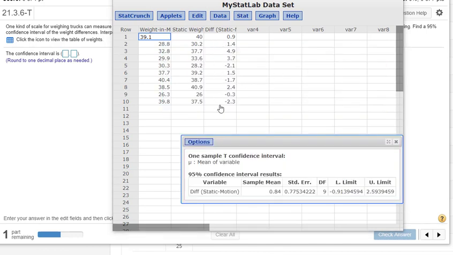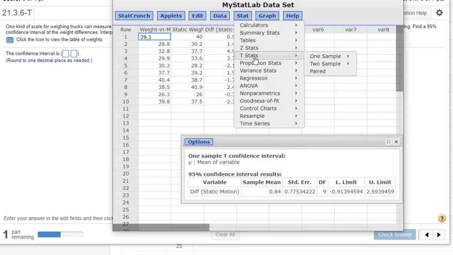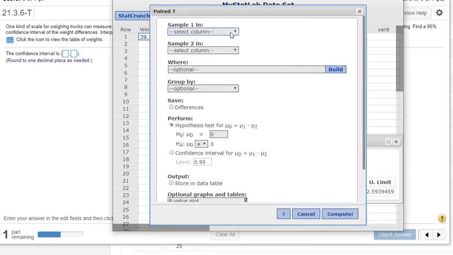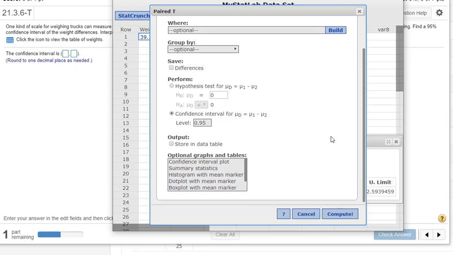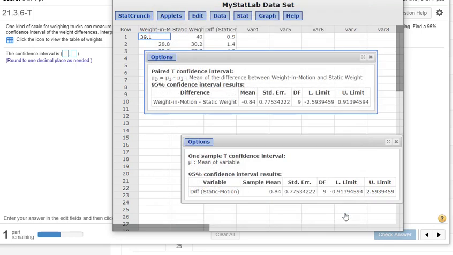Or let's say they didn't have this difference, and often we don't have the difference. They kind of helped us out almost a little too much there. I'd go to Stat, T Stats, and just go ahead and go to paired. And I select my pair. I could save the differences, so we create a column of differences. I'll go ahead and run the confidence interval and press compute.